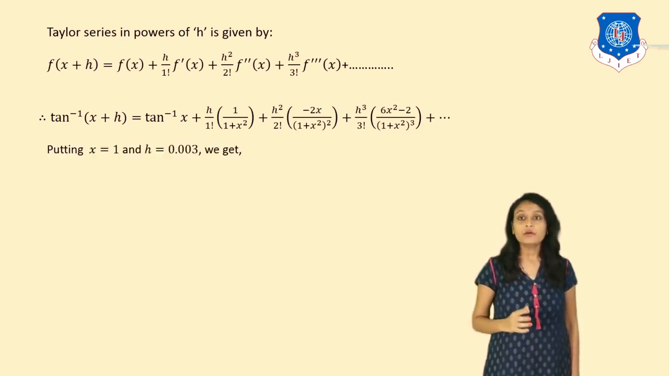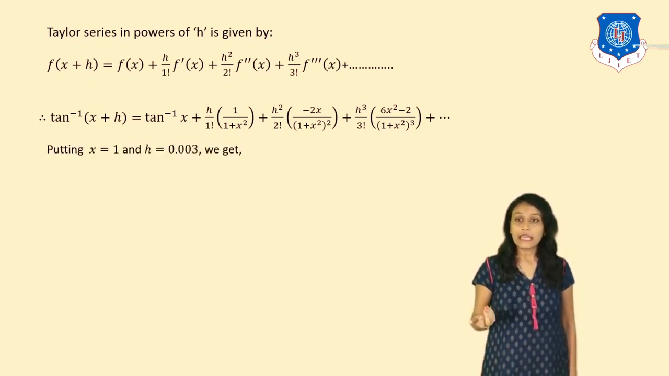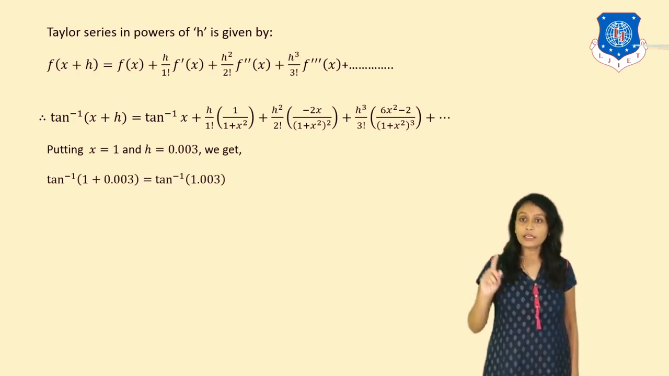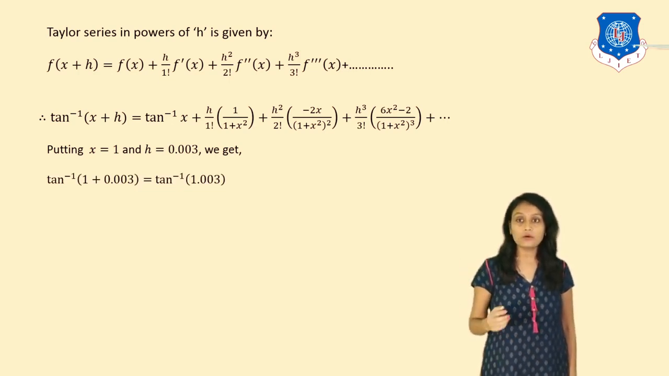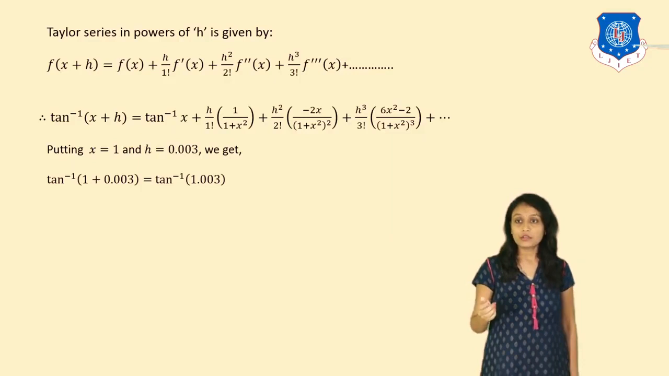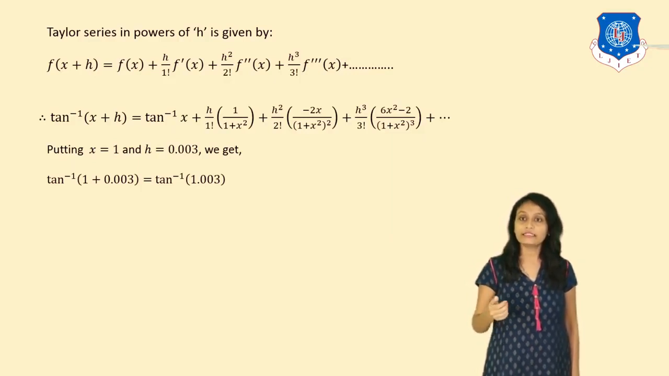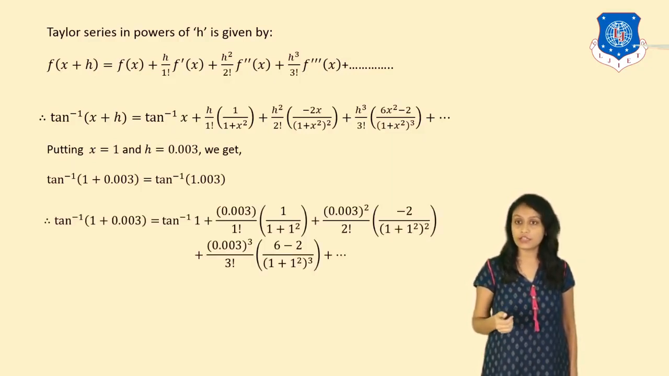Right? Now we have to find tan inverse 1.003. To find that, we'll substitute x equal to 1 and h equal to 0.003. So on substituting x equal to 1 and h equal to 0.003, you will get tan inverse 1.003.